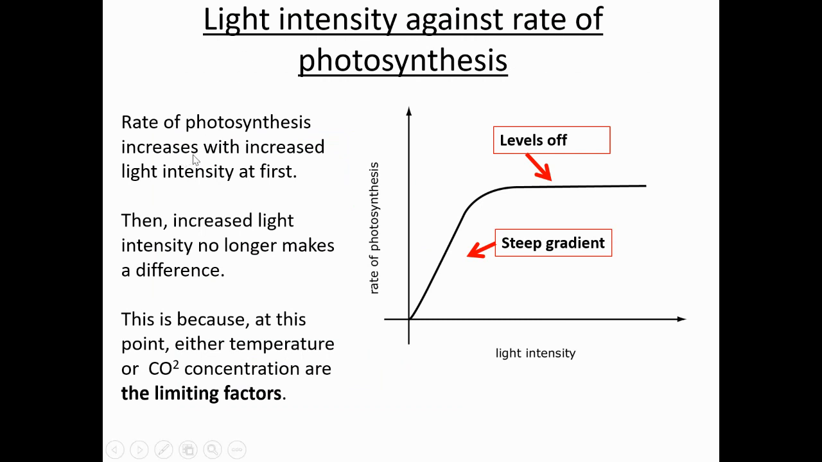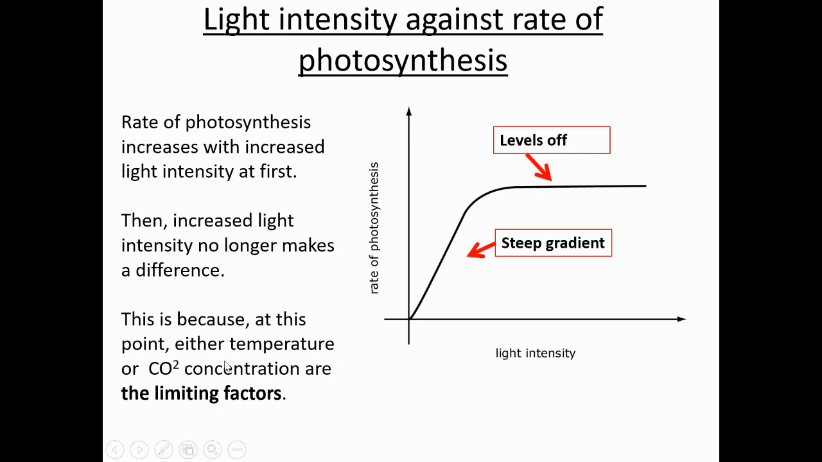Rate of photosynthesis increases with increased light intensity at first. Then, increased light intensity no longer makes a difference. So that's a description of what we're seeing. This is because at this point, either temperature or CO2 concentration are the limiting factors. Again, I made a mistake here. That CO2, the 2 should be subscript. I wonder if that changed when I moved it across. CO2, that should be a lowercase 2.